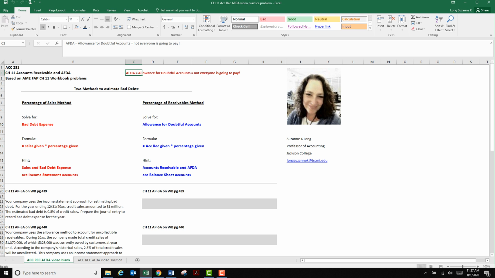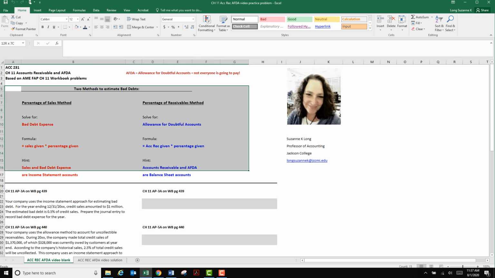So with accrual accounting, what we do is we say, yeah, we're going to estimate how much of that accounts receivable balance is not going to be collected, and we're going to call it allowance for doubtful accounts. Okay, so we're going to look at two ways to do this. The percentage of sales method, students would say a little easier, and the percentage of receivables method, students would say, yeah, there's a little more work to do here. So I want to start with my sort of summary of how to do these two methods.